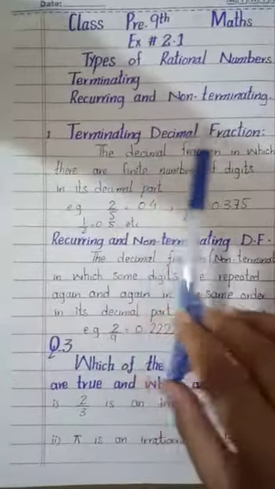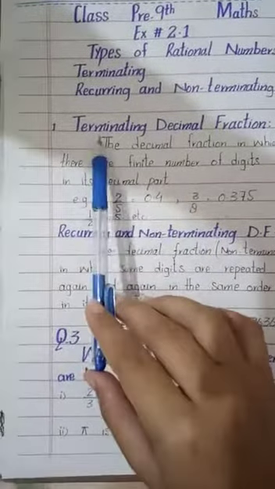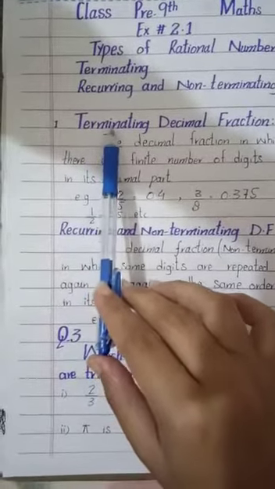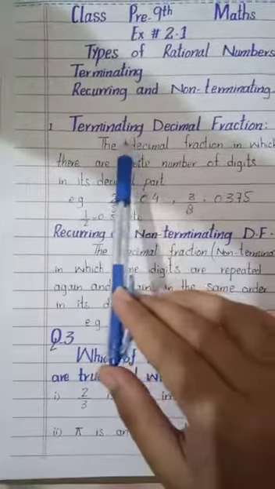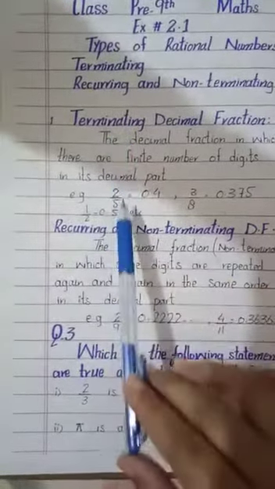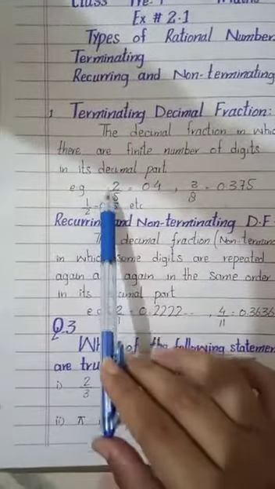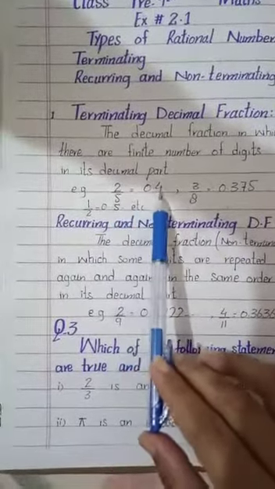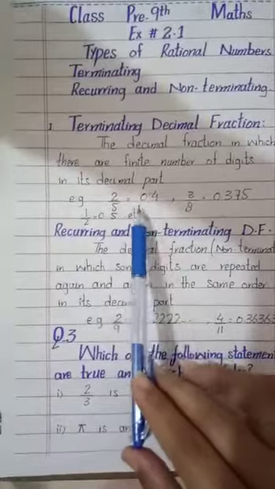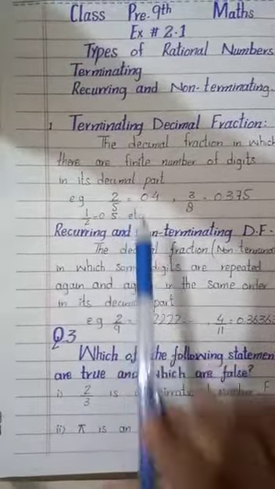All, we will discuss terminating decimal fraction. The word terminate means which has an end point, which terminates at any point. So that number or that decimal fraction is called terminating decimal fraction. So I will give you an example. 2 by 5 is equal to 0.4. Now it has an end point, it terminates at 0.4, so this is called terminating decimal fraction.